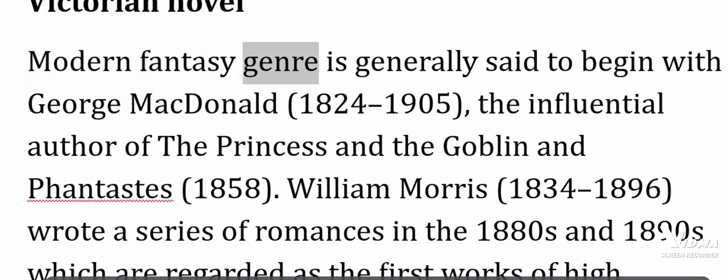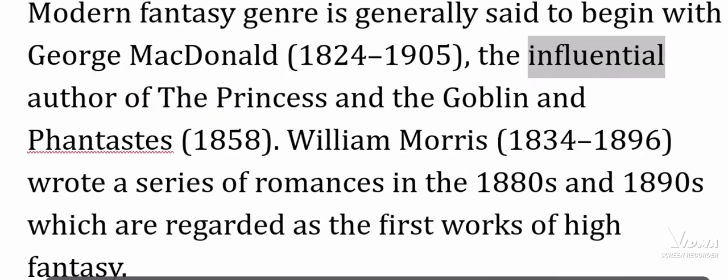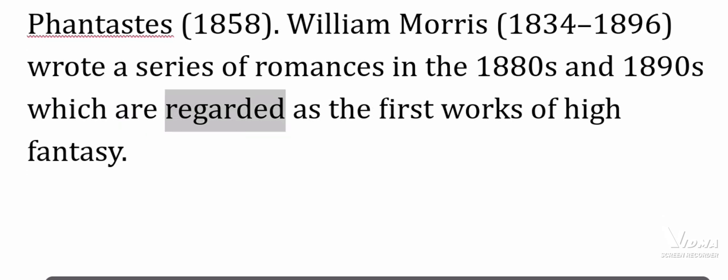Modern fantasy genre is generally said to begin with George MacDonald, 1824 to 1905, the influential author of The Princess and the Goblin and Phantastes, 1858. William Morris, 1834 to 1896, wrote a series of romances in the 1880s and 1890s which are regarded as the first works of high fantasy.